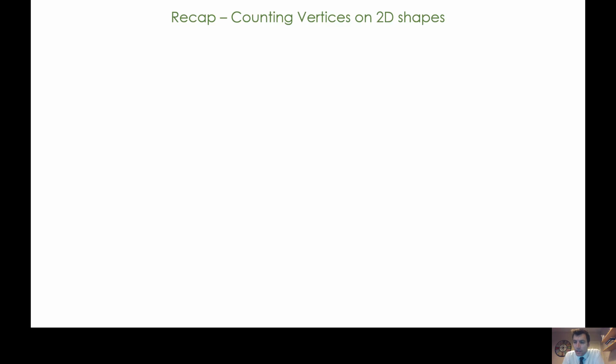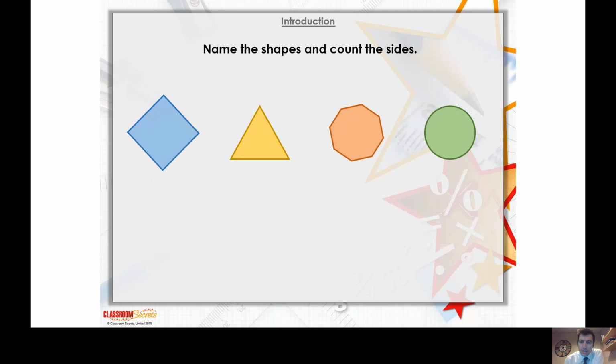It's the same when we're looking at multiplication. Rather than talking about a number multiplied by a number equals a number, we talk about a factor multiplied by a factor equals a product. Clear language is important in maths, and we're talking today about vertices on 2D shapes. We're going to initially look at which of these shapes has which number of sides.